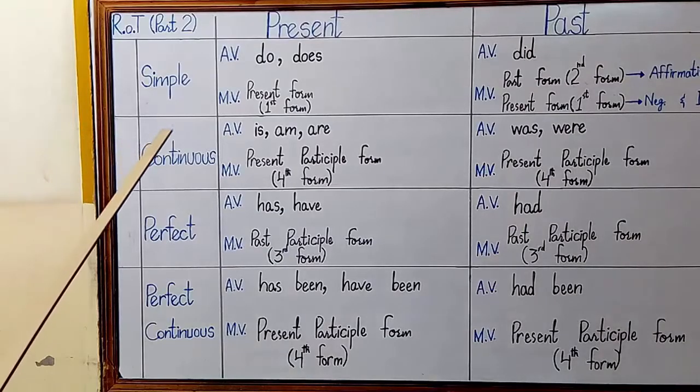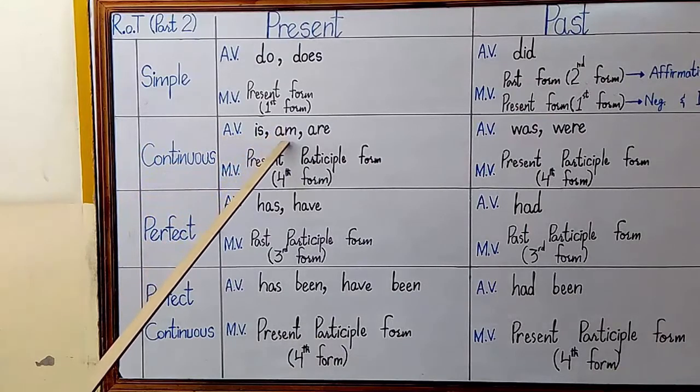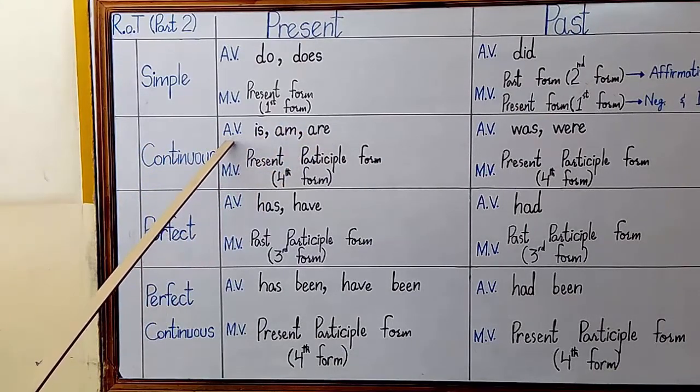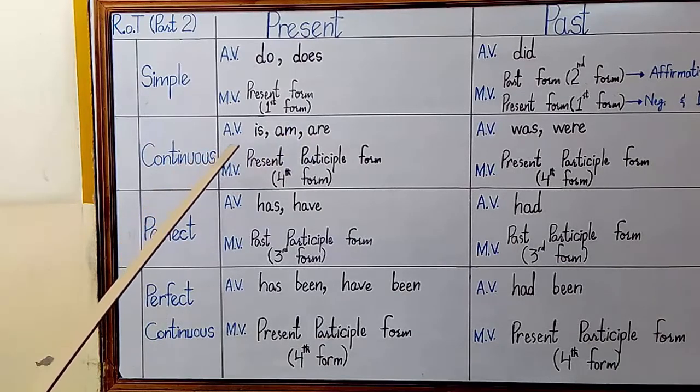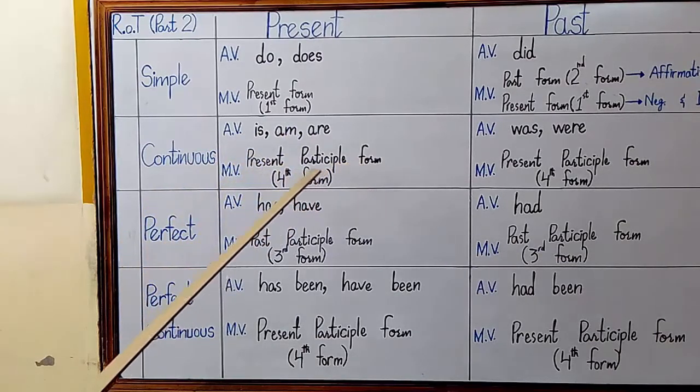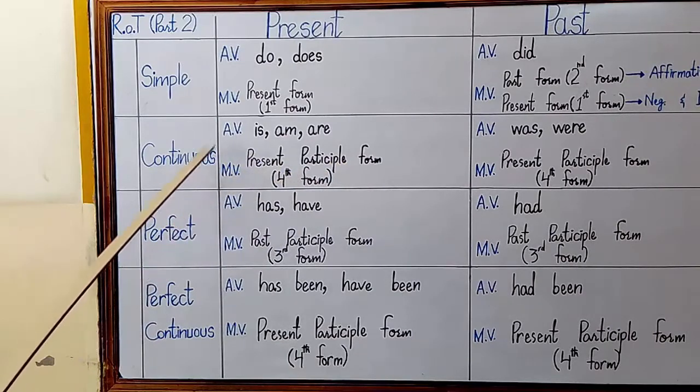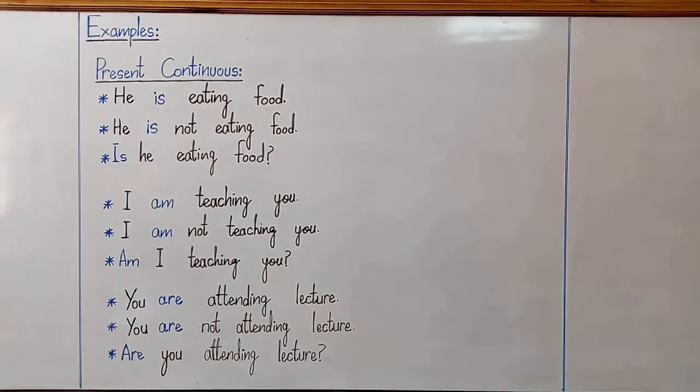Now present continuous. We use is, am and are as auxiliary verbs in present continuous, and we use the present participle form, which means the fourth form of the main verb, in present continuous sentences. The usage of is, am and are is exemplified on the board here. The first auxiliary verb is is. He is eating food. He is not eating food. Is he eating food? So you can see the usage of is in present continuous tense.